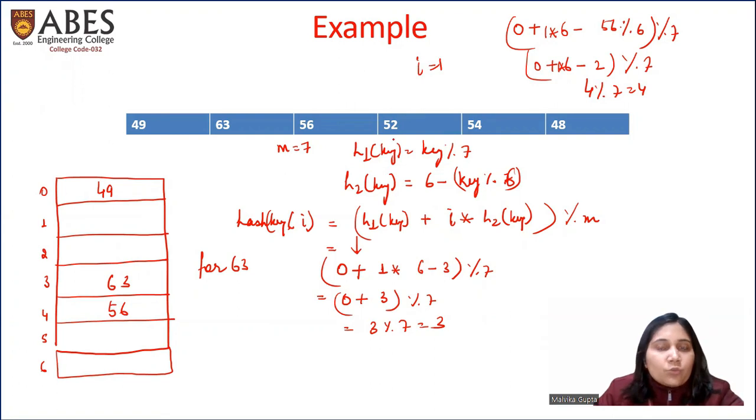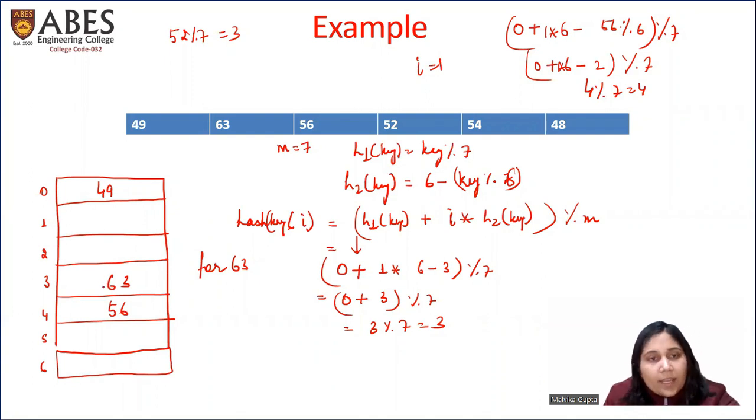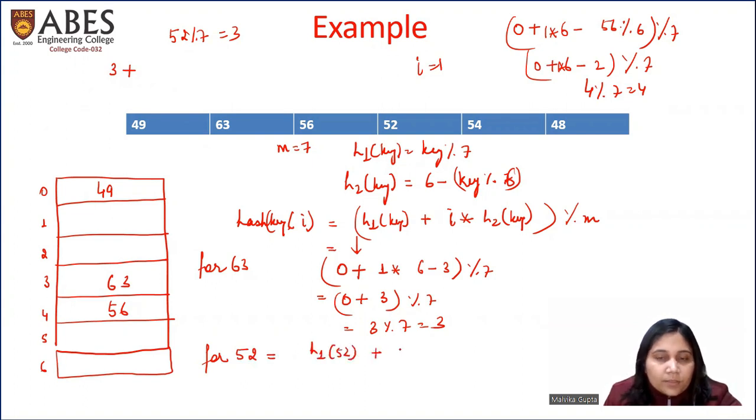Again, we will do this for 52. If I see 52, then 52 mod 7 will be 3. Now you see, at the third position I have 60, right? So again a collision has occurred, and we will apply the same formula. Here I am going to write 3 plus... now we have to check whether it is okay or not. Because 52 mod 7 gives 3 for the original h1 key. If you want, I can write it over here also: h1 of 52 plus i multiplied by h2 of 52. Let's see.